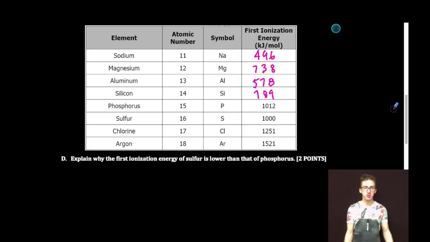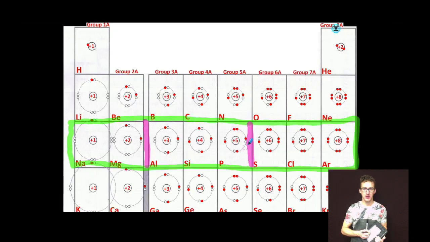Part D. Explain why the first ionization energy of sulfur is lower than that of phosphorus. All right, so now we're looking at these two elements here.